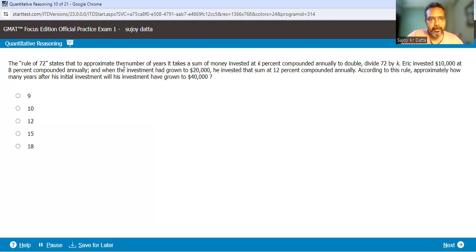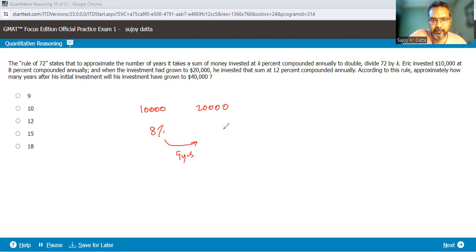The rule of 72 states to approximate the number of years it takes a sum of money at k% to double, divide 72 by k. All right, fine. So if it is like at 4%, then 72 by 4 is 18 years it will take. Okay, roughly. That's what the idea is. So it's saying Eric invested $10,000 at 8%. When the investment becomes 20,000, that means that would have taken him how much? 72 divided by 8, 9 years.